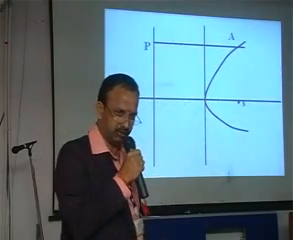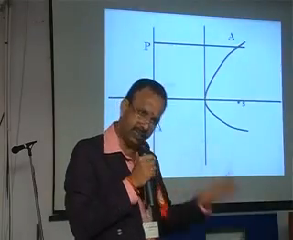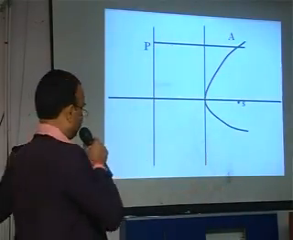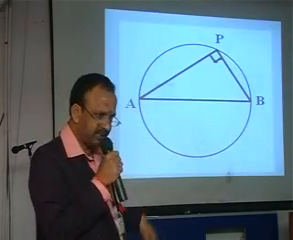So this curve, the parabola, is equidistant from a line and from a point. This is also one definition that comes for locus. A locus may be a line or a curve. Next. And you see, what is this?